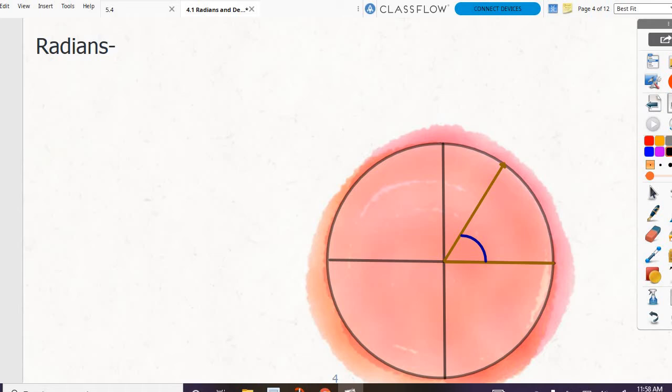Okay, so then you're going to plot where your center is. And then you need to measure your radius. What is our radius? From the center to the edge. So like here, this would be a radius.